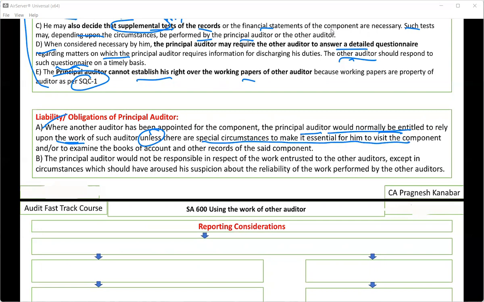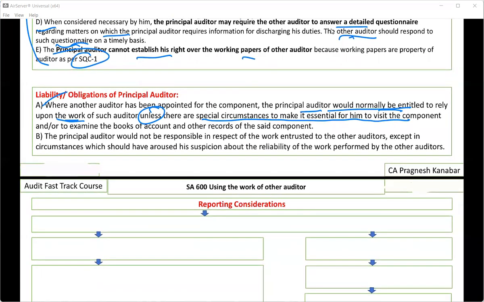If there are such special circumstances, that means there is some doubt that you have, or you feel that there was a material area which was not verified. In such special circumstances, you can visit the component, not an issue at all. All right. The principal auditor would not be responsible in respect of work entrusted to other auditors.